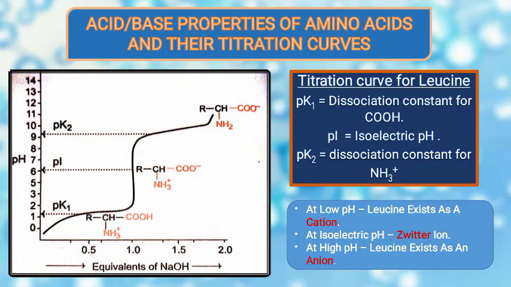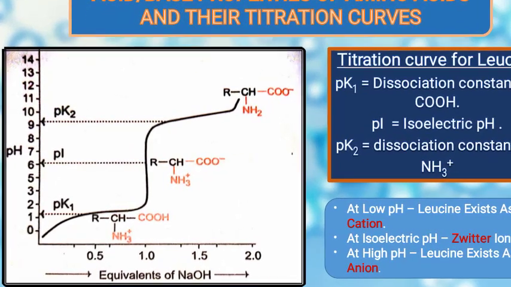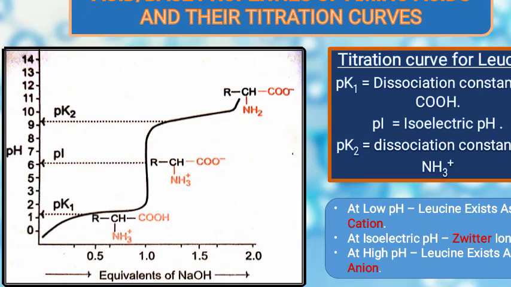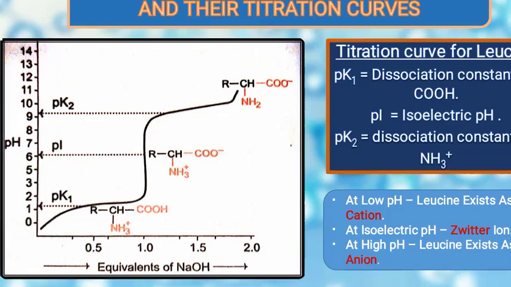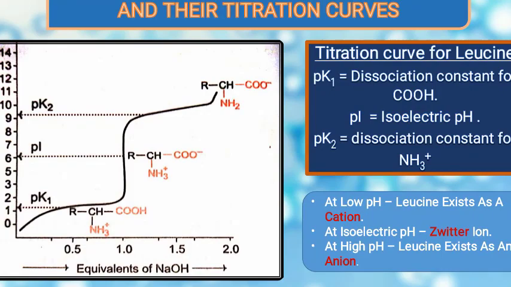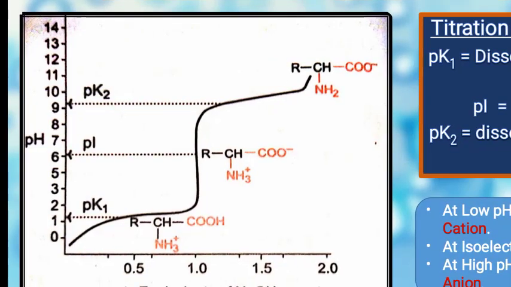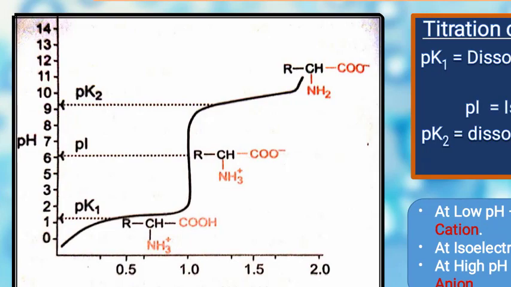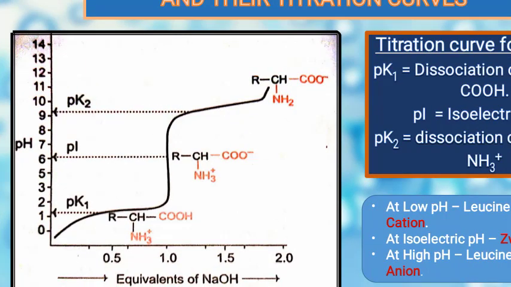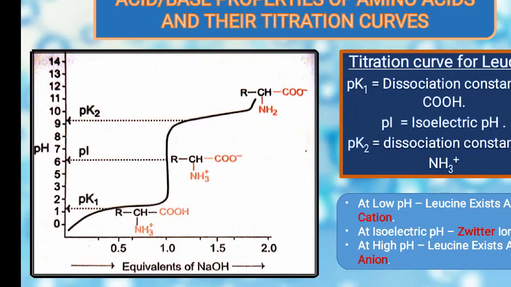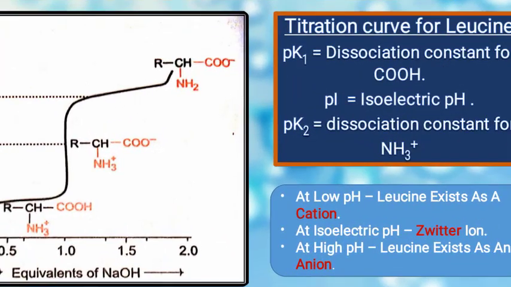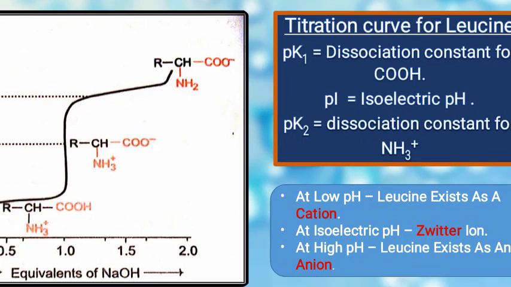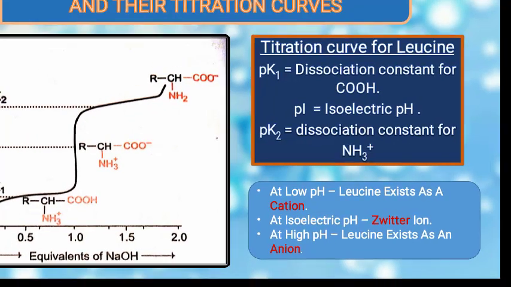Now as we look at the titration curve, as the process of titration starts, it is cationic at the beginning, but as the process proceeds, at the end at pH of about 9, we can see quite clearly that the amino acid loses its proton and appears as an anion. So at low pH, leucine exists as a cation. At isoelectric pH, it exists as a Zwitter ion, and at high pH, it exists as an anion.